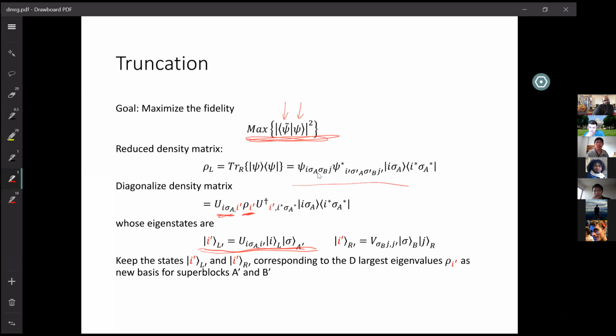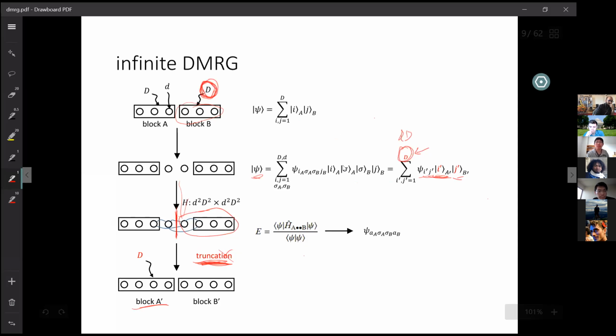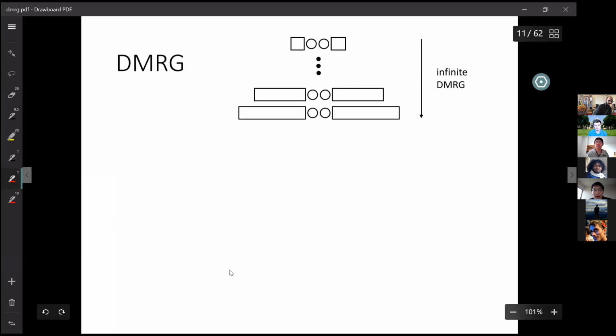My purpose here is to show you how this works, and we will talk using the matrix product state language. This will make it very clear why it is the best way to do the truncation. Is that okay? Yeah. All right.